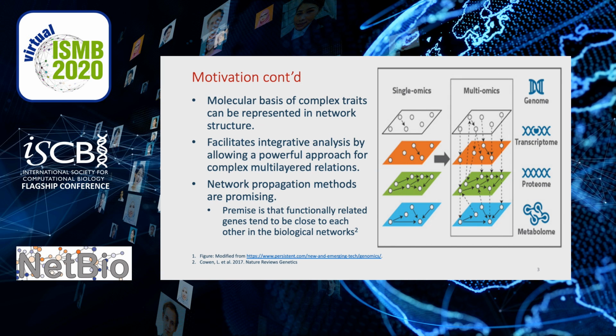Network analysis provides a useful representation of the network structure of the molecular basis of complex traits. Moreover, it facilitates the integrative analysis of multi-omics datasets, and this integrative analysis could address the challenge of uncovering genotype to phenotype relationship. And network propagation is a promising network analysis method that has gained popularity recently for gene prioritization, and its premise is that functionally related genes tend to be closer to each other than to other genes in the biological networks.